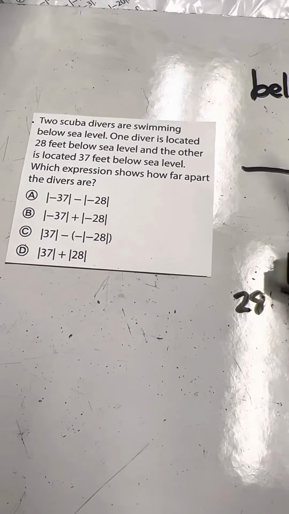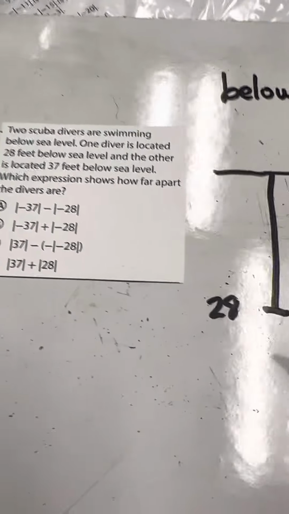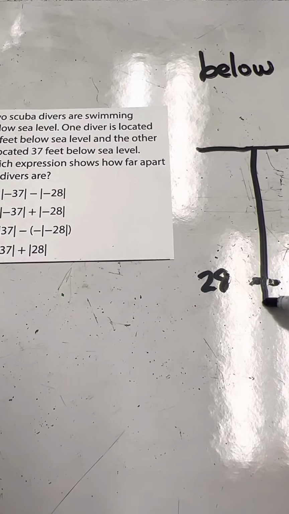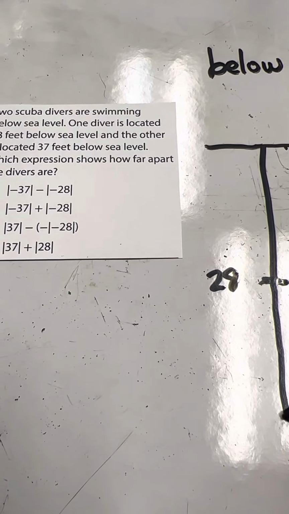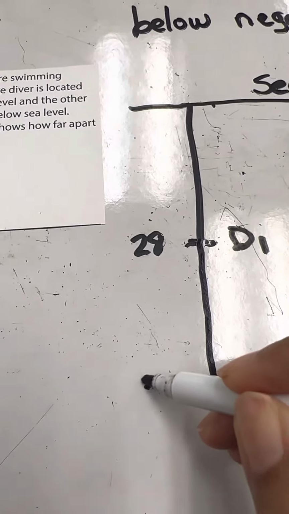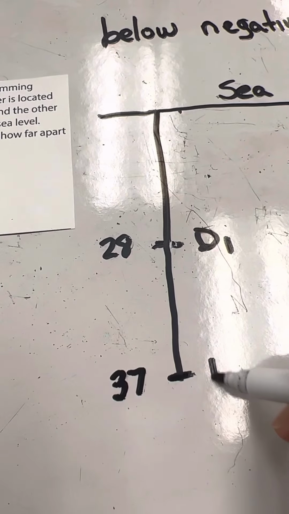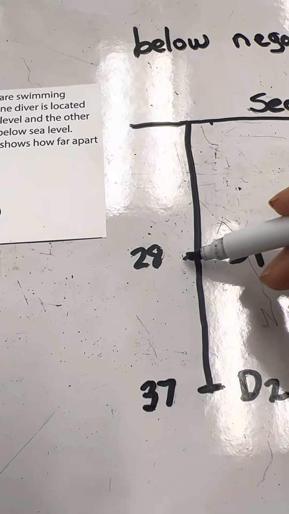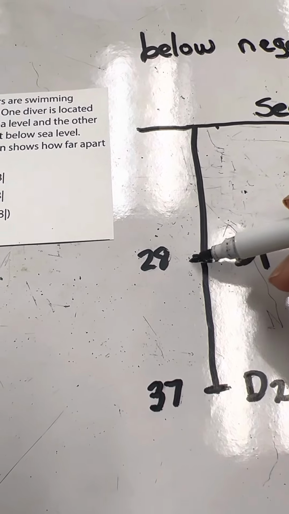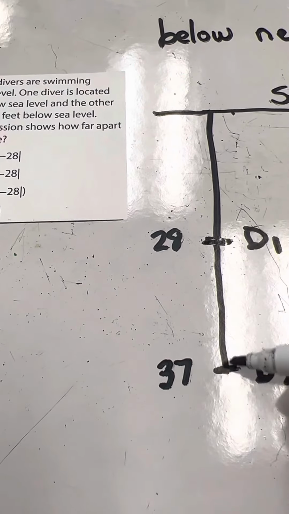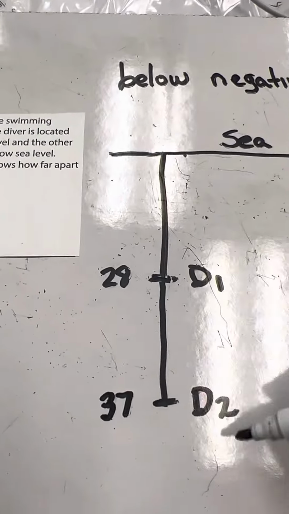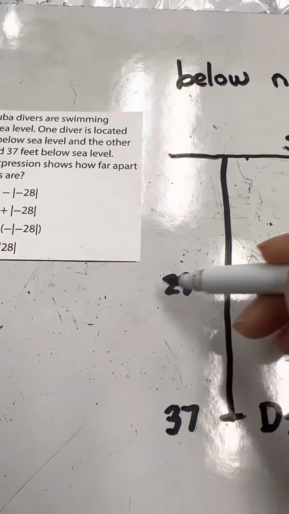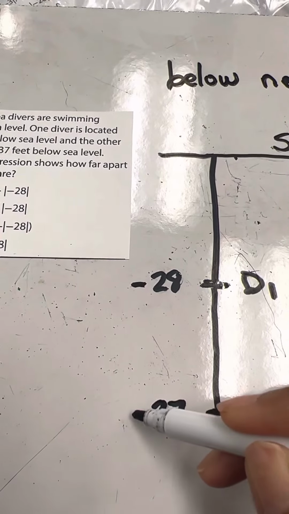Now the second diver is 37 feet below sea level. So we're going to keep going from 28, and let's say 37 is right here. This is 37, so this is diver number 2. The first diver is 28 feet below sea level. The second diver is 37 feet below sea level. So this is the location of the divers. Remember, sea level is represented by 0, so these numbers are actually negative numbers.